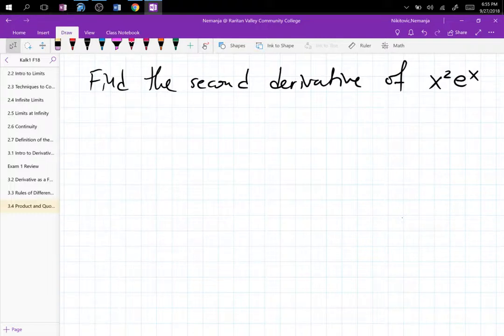Yeah. So the key over here is, because you are looking for the second derivative, the key is not to simplify all the way after the first derivative. You keep it the way it is.